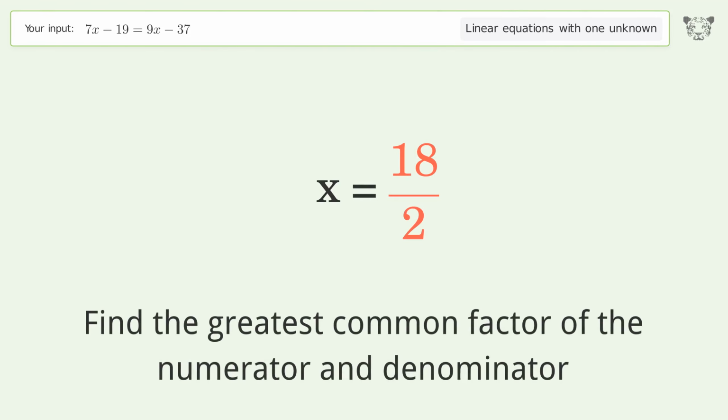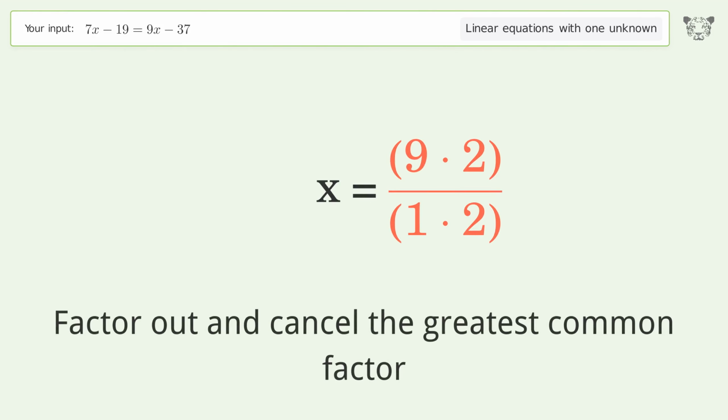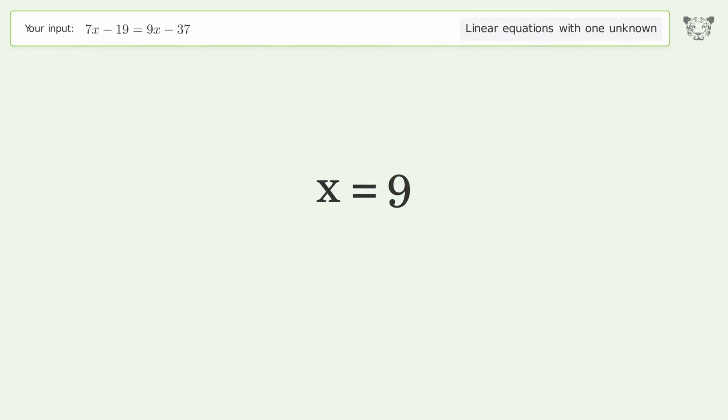Find the greatest common factor of the numerator and denominator. Factor out and cancel the greatest common factor. And so the final result is x equals 9.